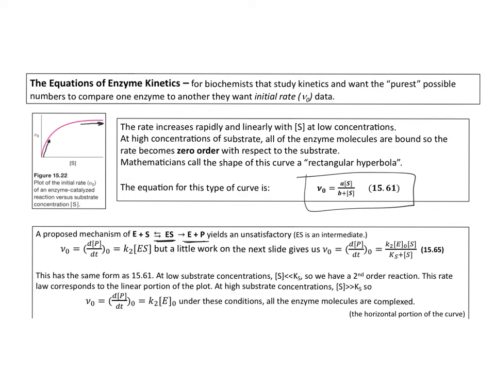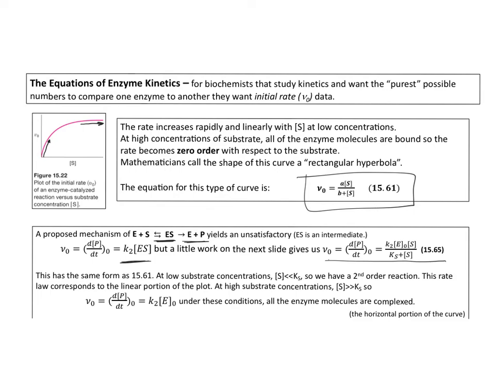Now, this is unsatisfactory in a sense because if the production of product is the slow step, you've got K2 times the concentration of ES. But we know that ES is an intermediate, so that's unsatisfactory. I'm going to do the work on the next slide, but we're going to see that we can derive a rate law expression by doing a substitution.